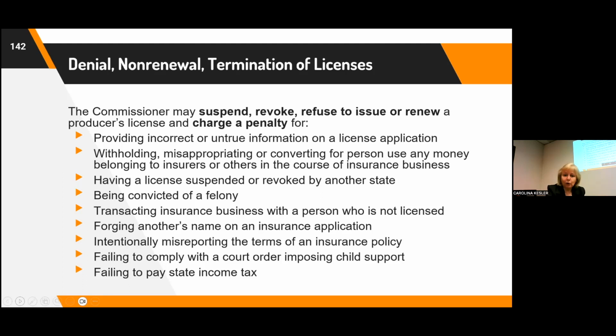Failing to comply with a court order imposing child support can get you in trouble. And failing to pay state income tax can get you in trouble. You have to have a good business reputation, good integrity, right? Always, never lie, cheat, or steal. Remember that.